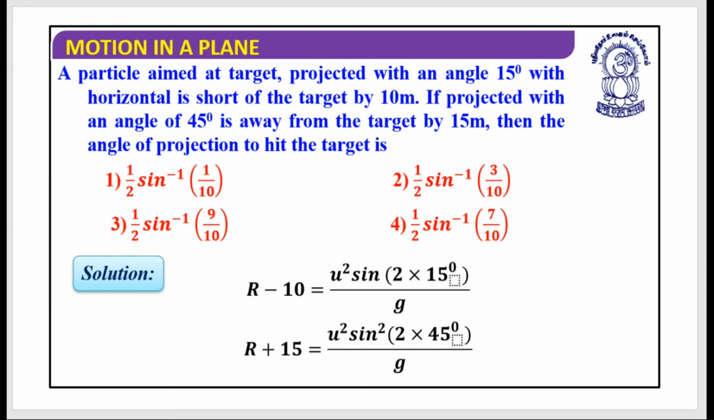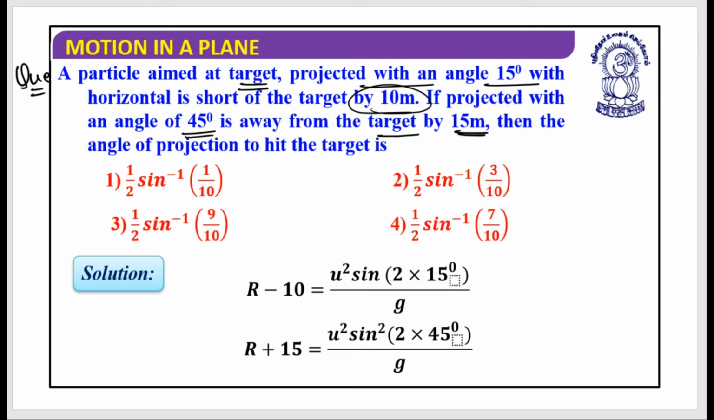Let's look at the data. What does it say? It says that a particle aimed at a target, projected with an angle of 15 degrees with the horizontal, is short of the target by 10 meters. If projected with an angle of 45 degrees, it is away from the target by 15 meters. Then find the angle of projection to hit the target.